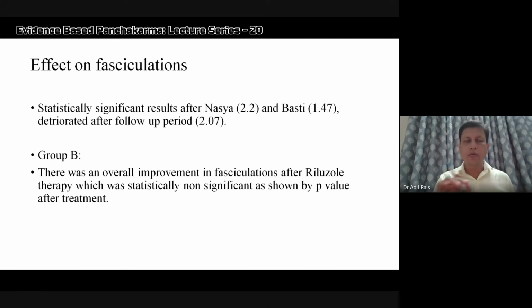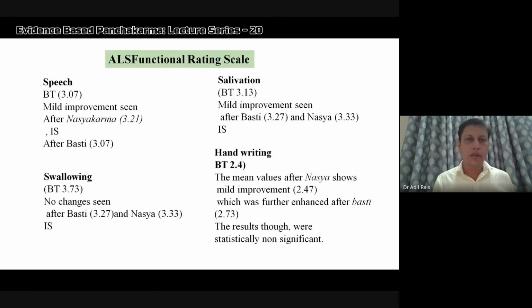Effect on fasciculation. This was one of the clinical features in which we got statistically significant results after Nasya, and the condition further improved after Basti. There was an overall improvement in fasciculation after riluzole usage also, but this was not statistically significant. Coming to the ALS functional rating scale, almost all the features, speech, salivation, swallowing, handwriting, showed clinical improvement in most of the patients, but statistically they were not significant.